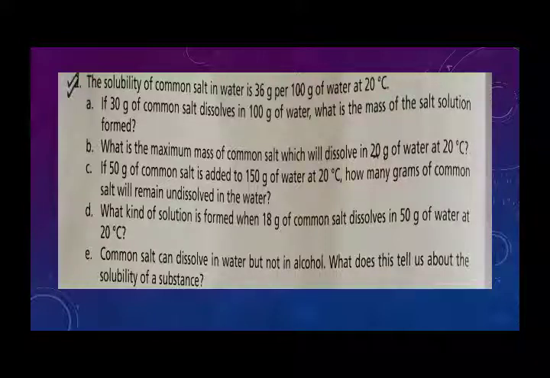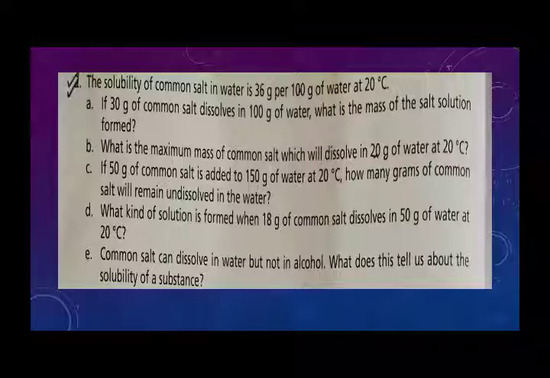Here is question number 2 of your review questions. The solubility of common salt in water is 36 grams per 100 grams of water at 20 degrees Celsius. This is the situation that when we dissolve common salt in water, the quantity of water should be 100 grams, the quantity of common salt should be 36 grams, and the temperature should be 20 degrees. So it's an ideal condition, and this quantity of salt, 36 grams, can easily dissolve in 100 grams of water at 20 degrees, right?